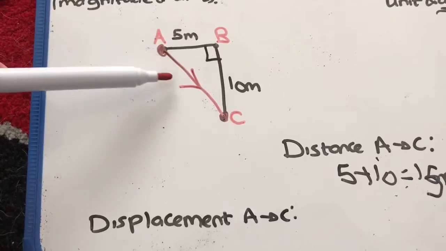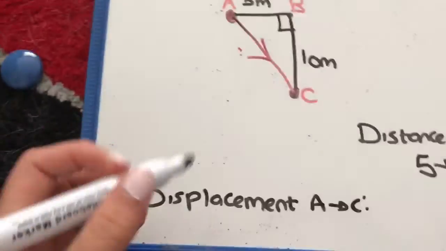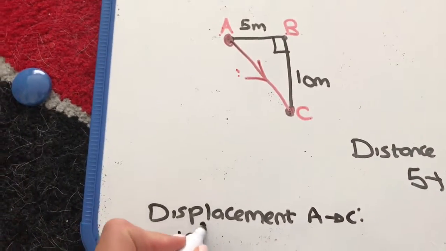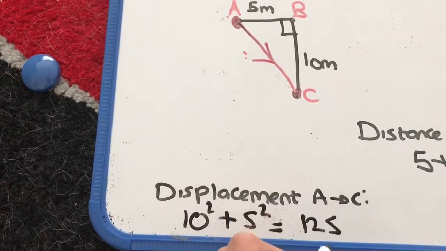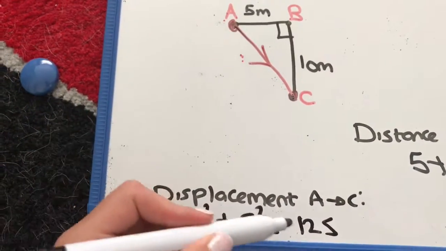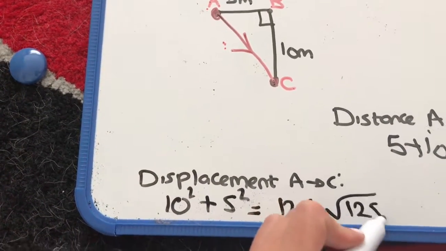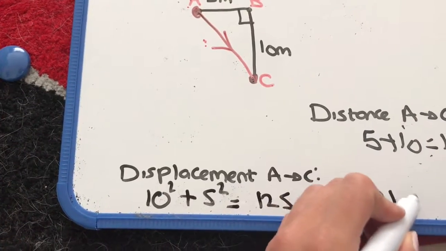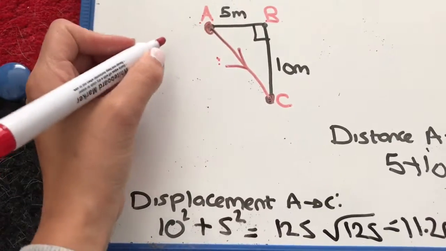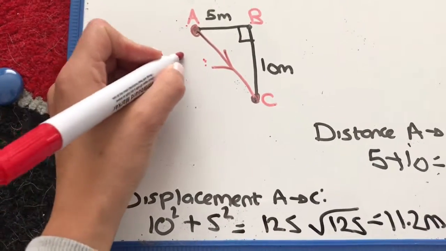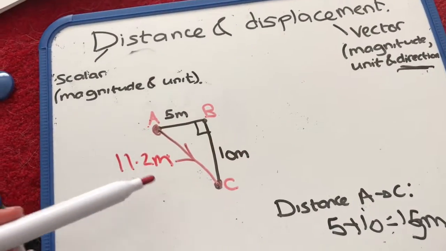To find my displacement from A to C, I'm going to do Pythagoras, so it's 10 squared plus 5 squared, which is 125. However, to find the displacement, we have to square root the 125. When I square root 125, it is equal to about 11.2 meters. So my displacement has a magnitude of 11.2 and its unit is meters as well.